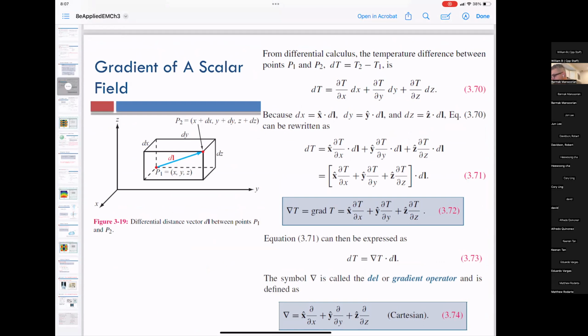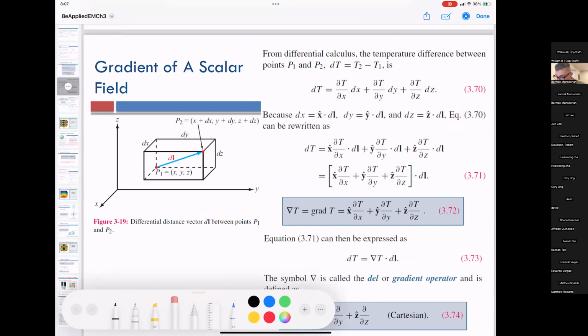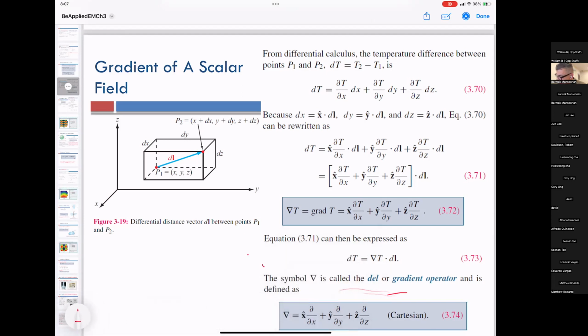In Cartesian coordinates, it's the easiest thing to remember gradients on, and it's basically this guy here. In this gradient operation, you're taking the derivative with respect to x, the derivative with respect to y, and the derivative with respect to z of a scalar field, and then multiplying each one of those respectively by the unit vector in that particular direction.